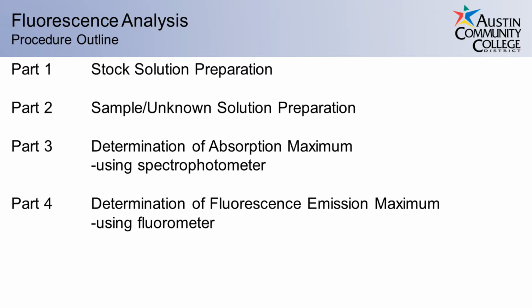In part 3, you will use a spectrophotometer to determine the wavelength at which most light for that molecule is absorbed. The absorption maximum wavelength values determined in part 3 will be used in part 4 as the excitation wavelength for the corresponding fluorescent molecules. The resulting data will produce another spectrum in which the wavelength of maximum fluorescent emission can be determined.